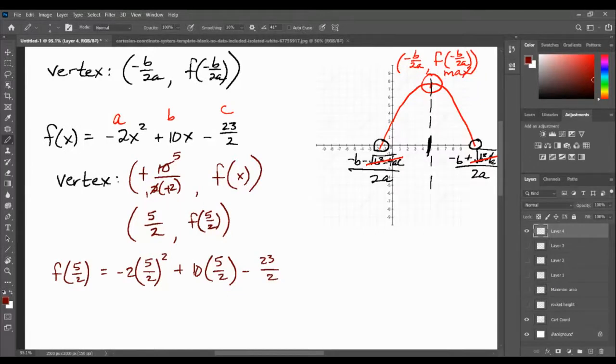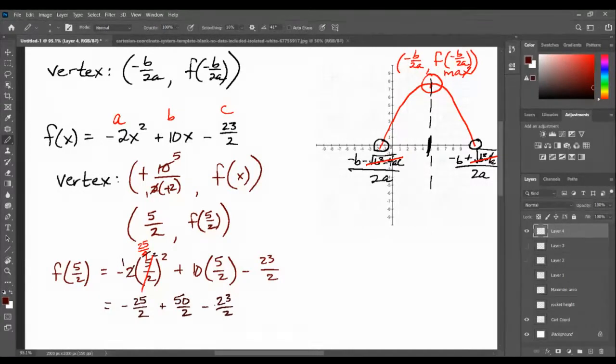So 5 halves squared is 25 fourths. But multiply that by 2, and that 1 is going to become a 2. So we end up with negative 25 halves. Same kind of thing is going to happen here, but maybe I should leave it in halves since everything else is in halves. And just plus 50 halves minus 23 halves.